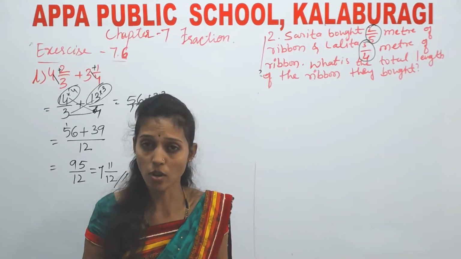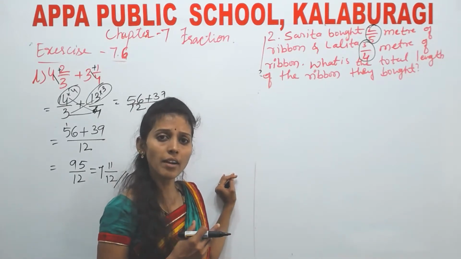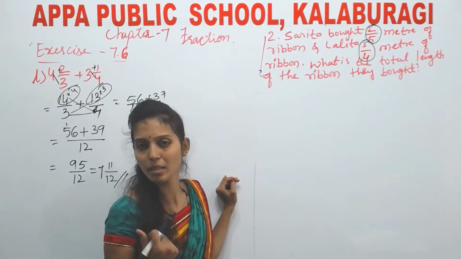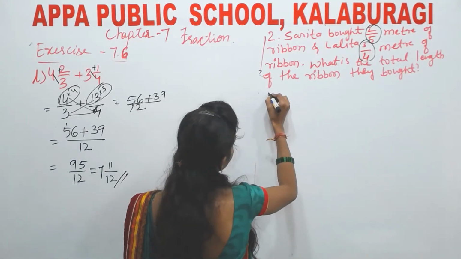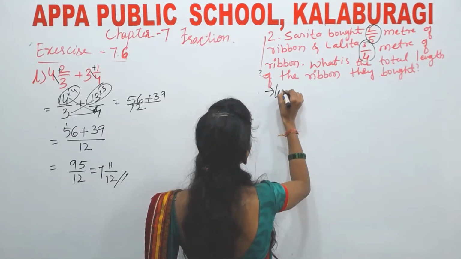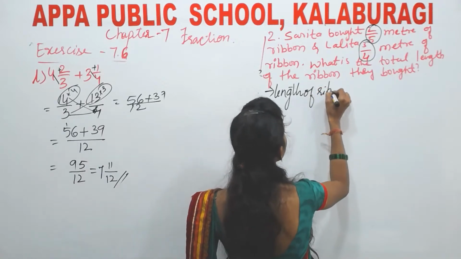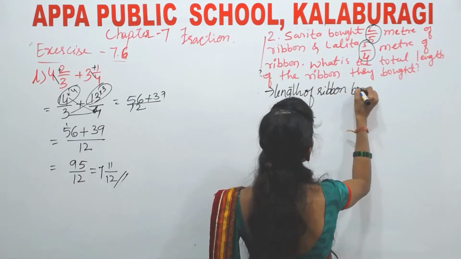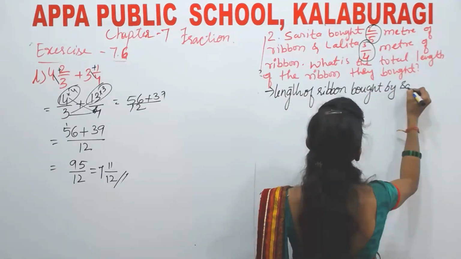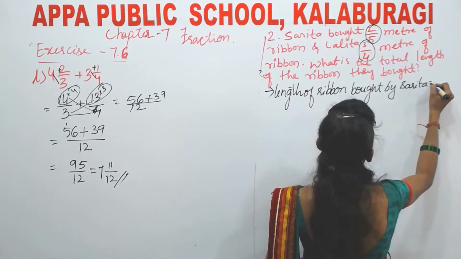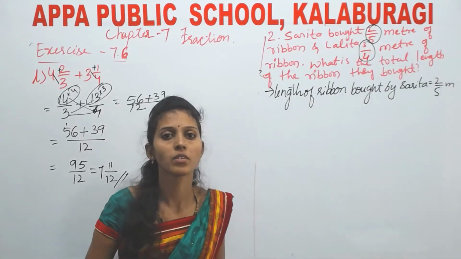Okay, no changes at all. Same thing. But instead of whole number, we are having a part of whole. That is nothing but fraction, right? See here. Length of ribbon bought by Sarita. It is 2 by 5 meter. Is it visible? Yes. Next.